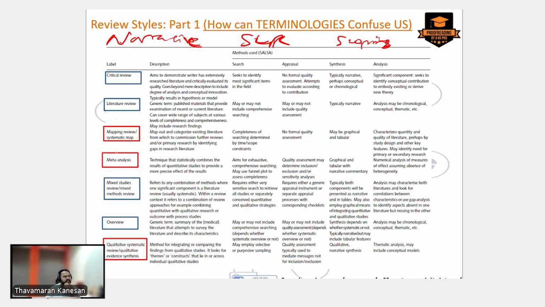So all this blue color are all narrative review. Okay. Red colors are all systematic literature review. So we have mapping review, systematic map. This is how you map the journals, map the information. Meta-analysis, this is something you do after systematic review. You must do statistical analysis. Then you have qualitative systematic review, qualitative evidence synthesis. For those who are doing qualitative, this is the paper you need to write in terms of systematic review.